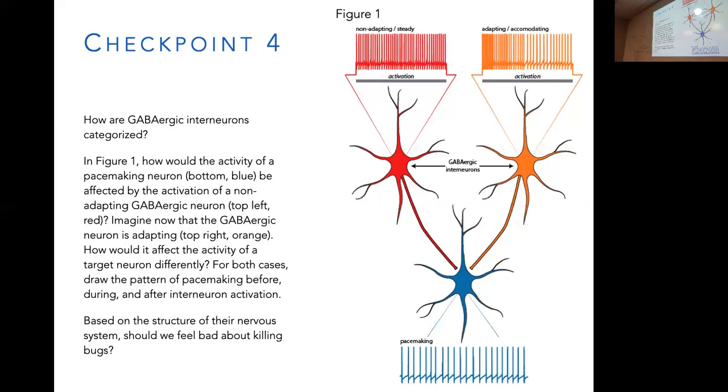All right, so we got two GABAergic interneurons. And let's say that we stimulate the red one. How do we expect this pattern to change? Would we see a consistent increase across that whole trace? Would we see a decrease in the frequency? Would it be stronger at the beginning or the end? What do you think?